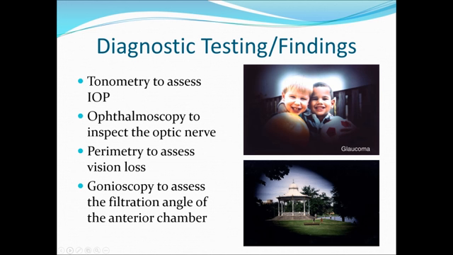So with diagnostic testing and findings, certainly the most common one that you're going to see with this is the tonometry, so we can assess the intraocular pressure. The ophthalmoscope will look at the optic nerve. We're going to look at assessing the peripheral vision and assessing the filtration angle of the anterior chamber. But the pictures that you see on the screen kind of depict the visual changes that are associated with glaucoma, where you can see the central part is still okay, but they've lost the peripheral vision.